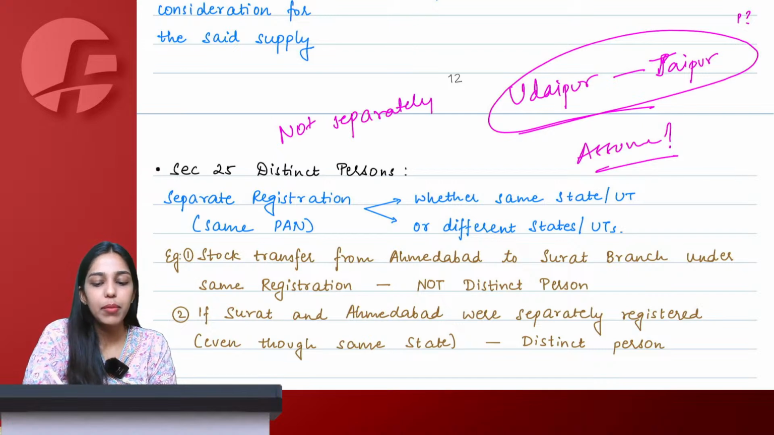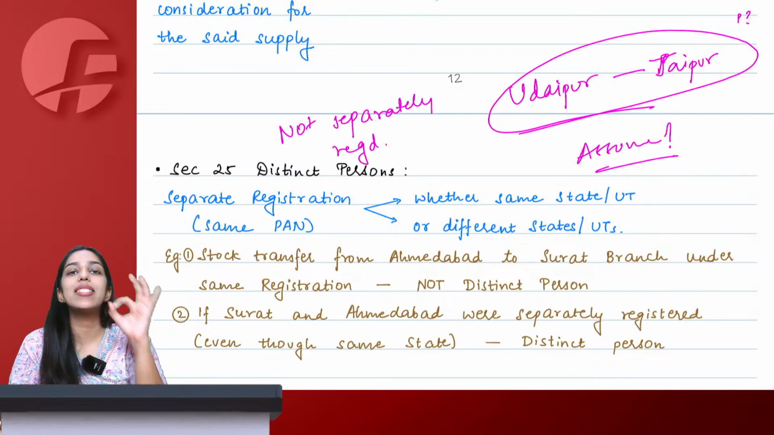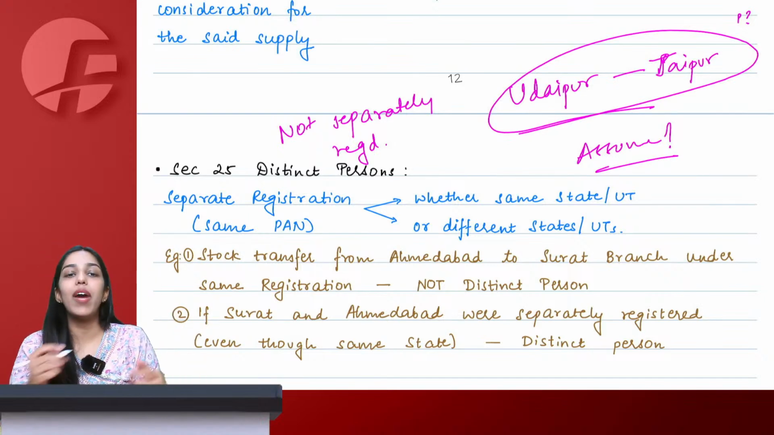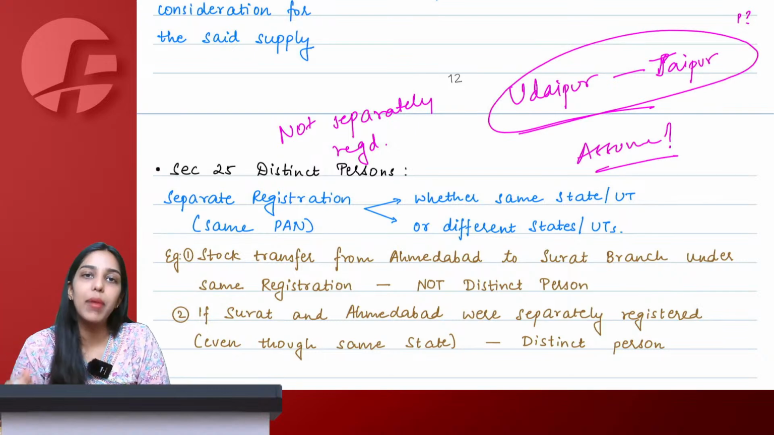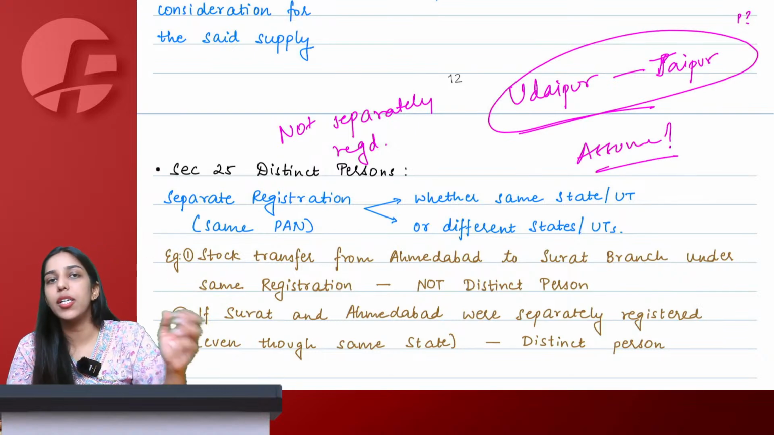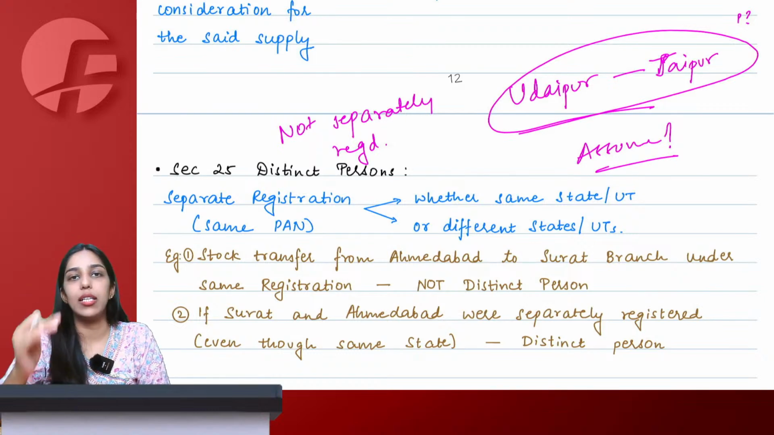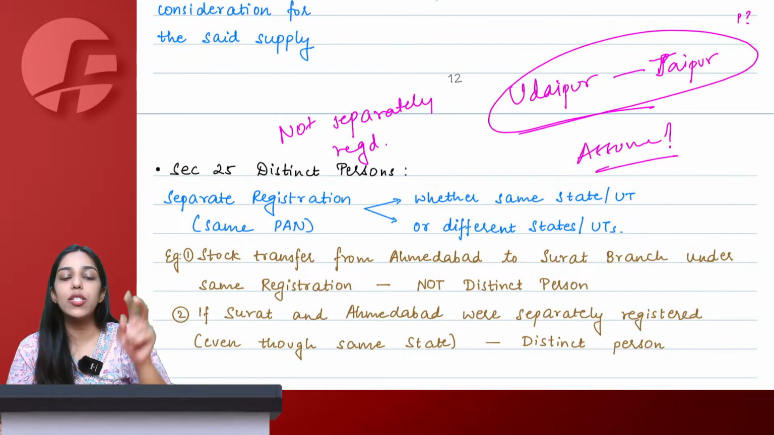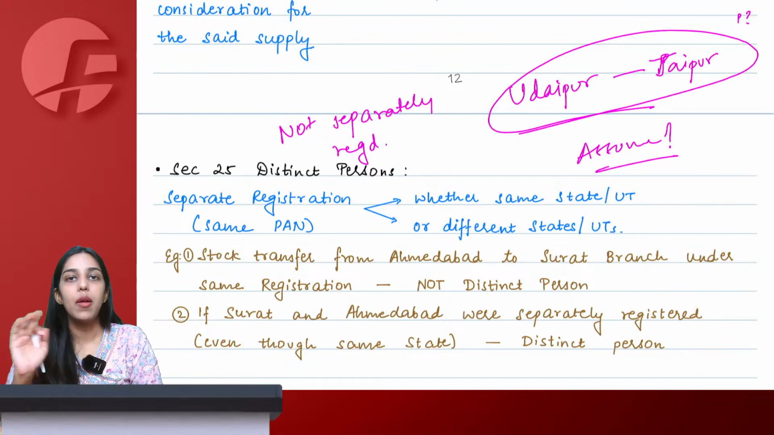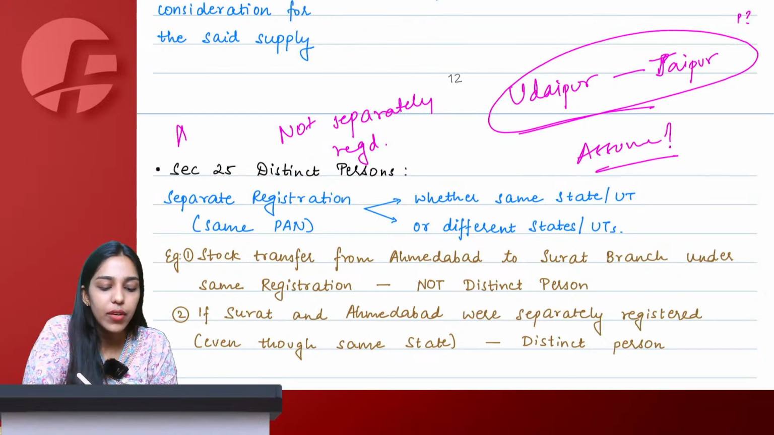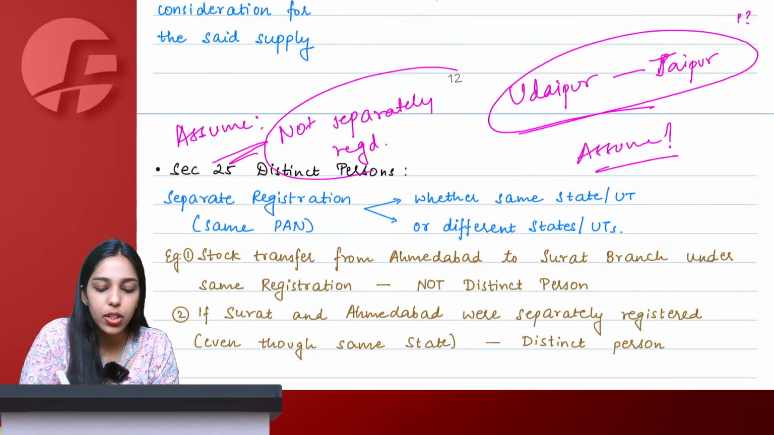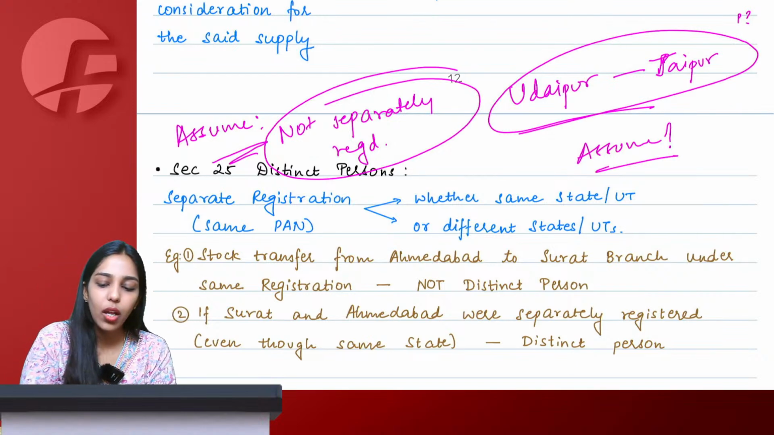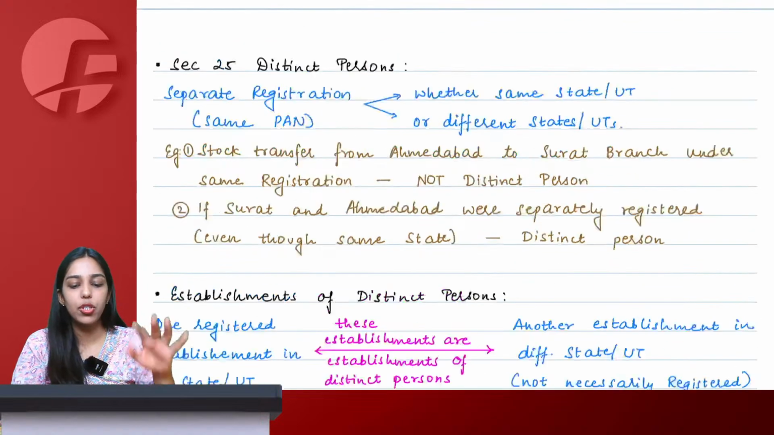If you want to write this, please mention that if the question is silent and both the cities are in the same state, then our default assumption is this: why would a person unnecessarily increase compliance if he can run under a single registration in a single state? Why in any state would he want 2 registrations? So it is very logical to assume that if 2 cities of the same state are given and there is no mention of separate registration, our default assumption is that they are running under a single registration only. If you want to write this assumption, you can just mention it here.